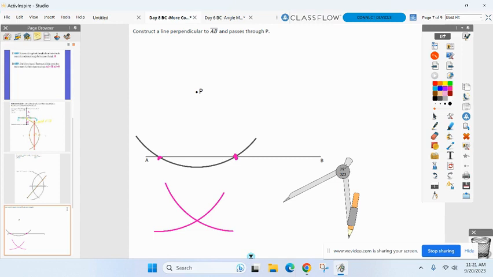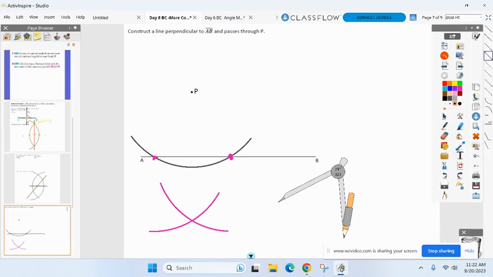Hey, and I forgot to mention this: arcs 2 and 3 have to be the same opening of your compass. If it's not, it won't intersect right below P. It should come from the same opening of your compass. And then when you're at this last step, line your straight edge up with the intersection and point P.